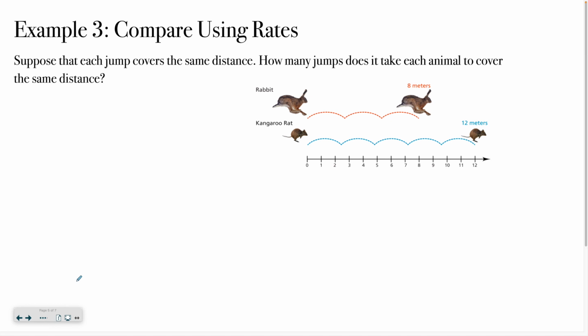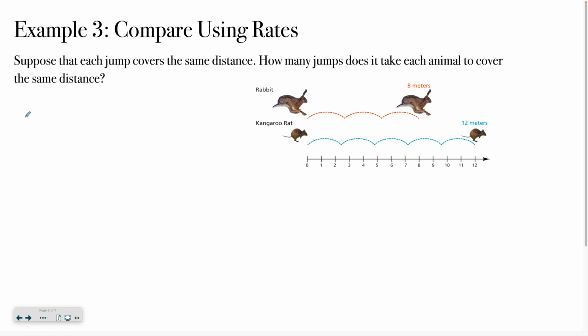All right, let's look at this next problem. We want to compare using rates. Now we are not looking at a unit rate anymore, so we're not going to have to divide and say what each of these little jumps is. We are going to look at the entirety of what we are provided. So we have, suppose that each jump covers the same distance. How many jumps does it take each animal to cover the same distance?